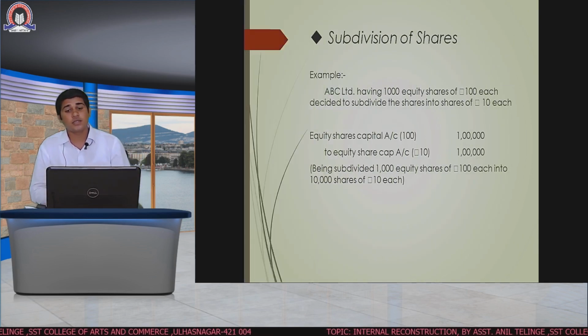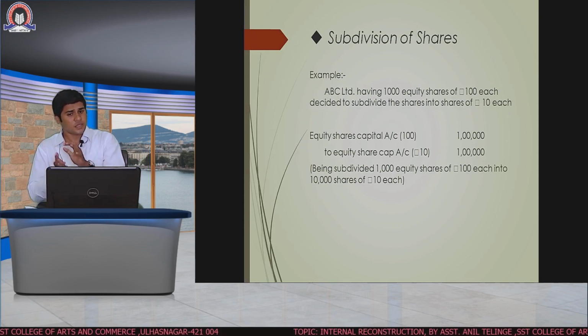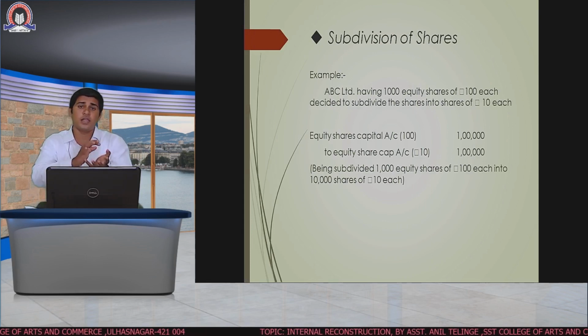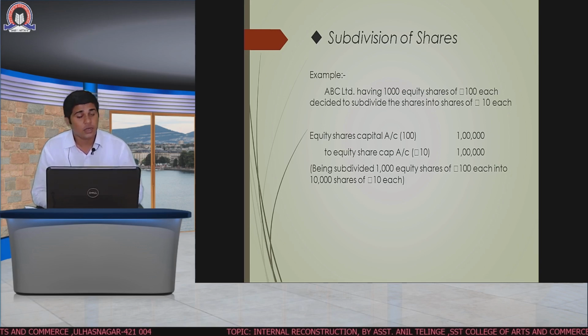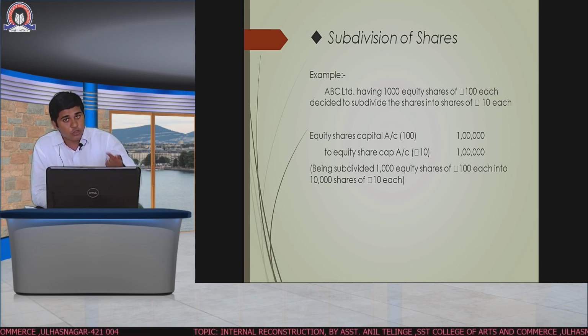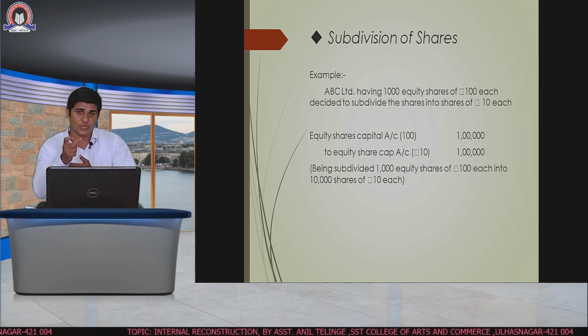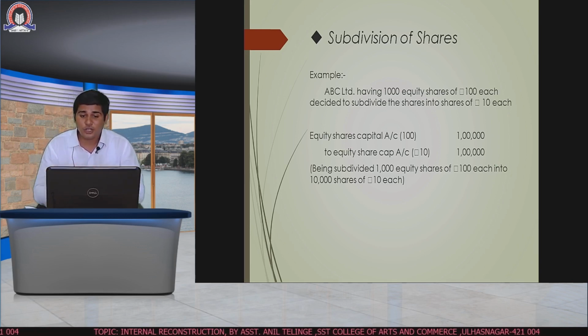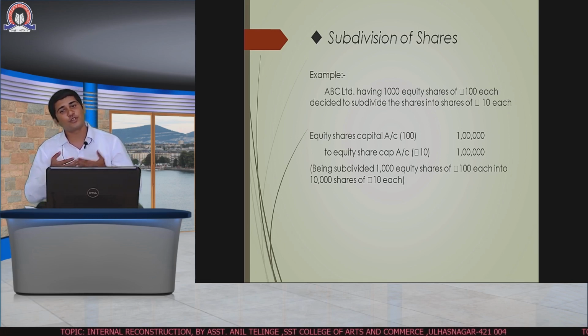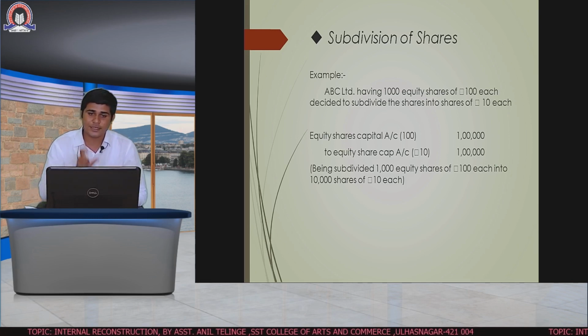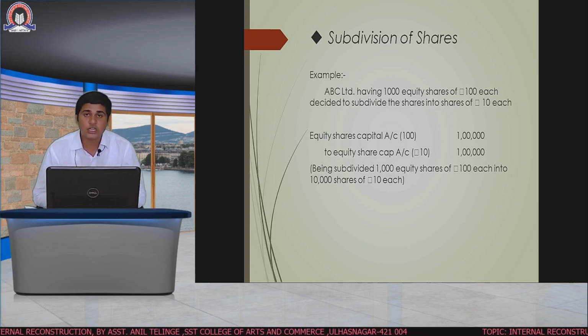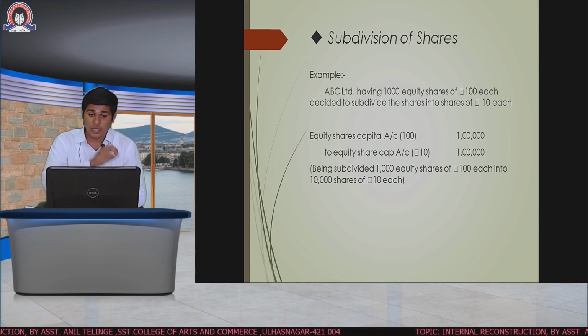Next, my dear student, subdivision of shares. Subdivision is totally opposite to the consolidation. Under consolidation, smaller denomination is converted into larger denomination of shares. Here the larger denomination of shares is converted into the smaller denomination of shares. That concept is called subdivision. Means one example, ABC Limited having 1,000 equity shares of ₹100 each, decided to subdivide it into ₹10 each.